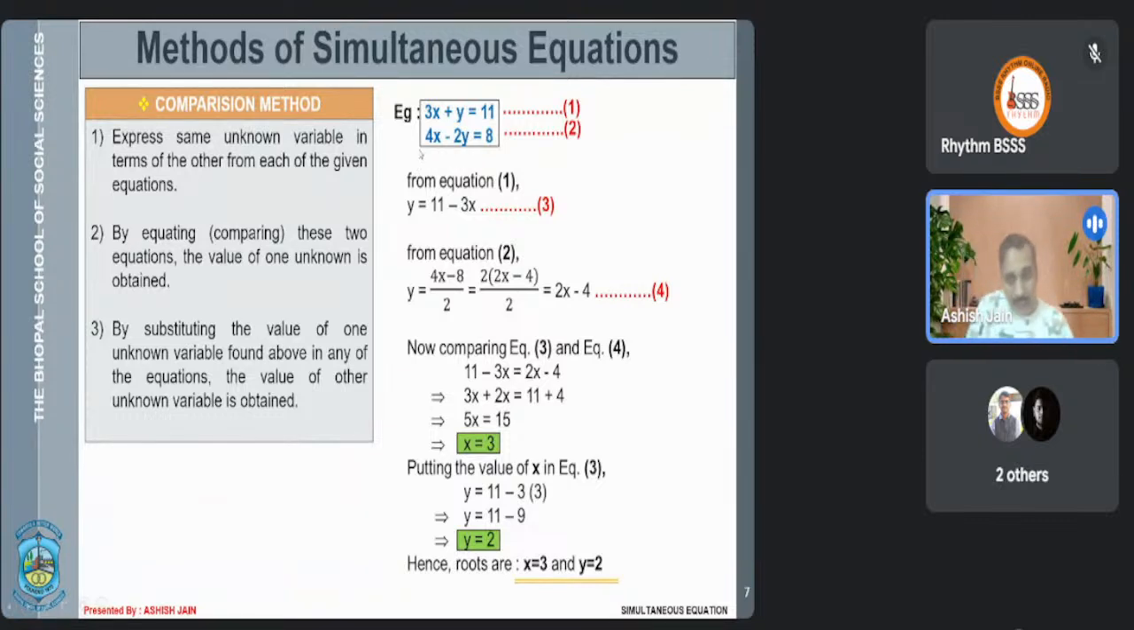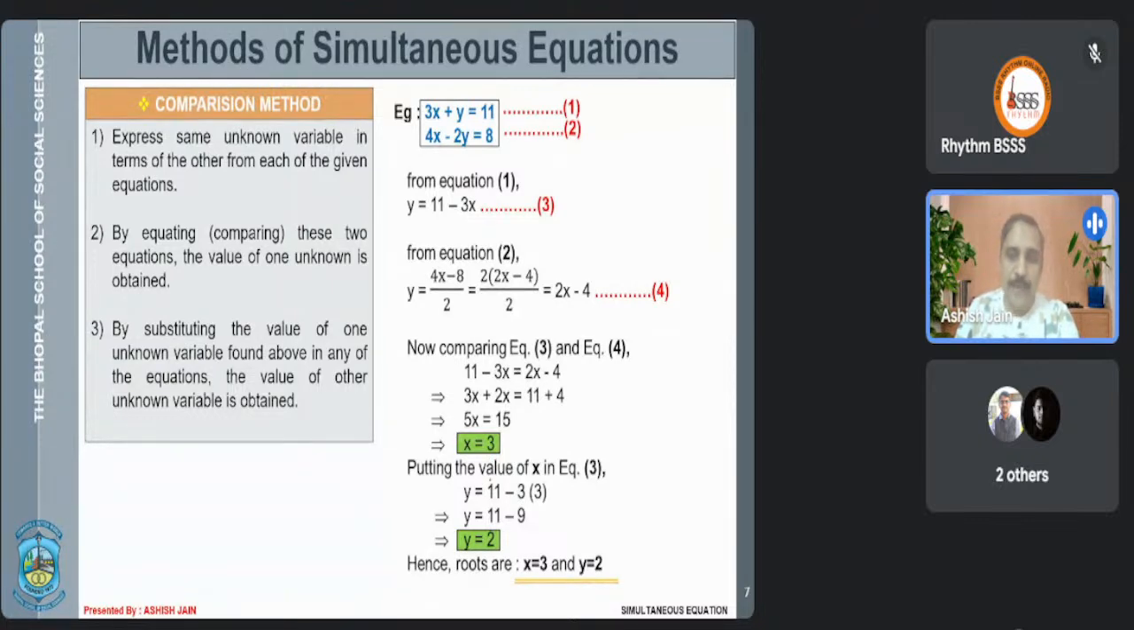Clear? Again, I have to use an implied sign. Solving this, I take the x term on one side and the non-x term on the other side. So I take 3x to that side, it becomes 3x plus 2x. I take 4 to this side, it becomes 11 plus 4. On solving further, I have 5x is equal to 15. That means the value of x comes out to be 3.